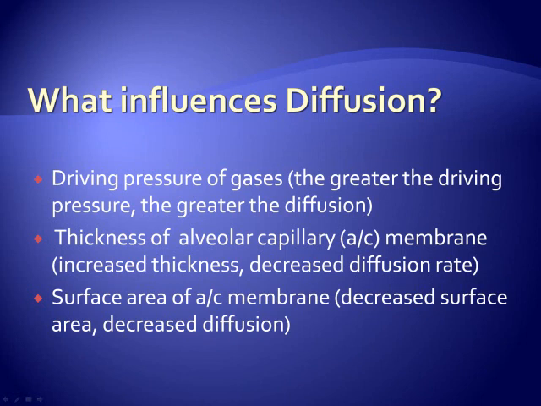Now, another time that we can have problems with diffusion is when there is a change in the surface area of the alveolar capillary membrane. This happens in our patients who have COPD and have emphysema. Emphysema causes a breakdown in the alveolar capillary membrane, which will cause the patient then to have like one big alveolus instead of a whole bunch of little ones. This decreases the total surface area of alveolar capillary membrane that we have available to provide diffusion.